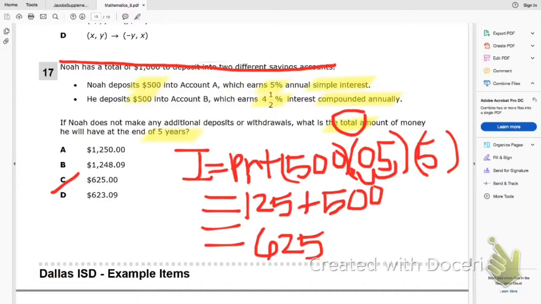Next one we're going to do is compound interest. So I'll write it up here. A equals P(1 + r)^t. The principal is going to be 500.